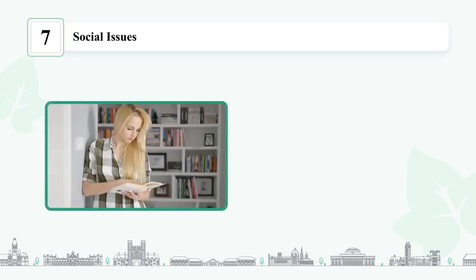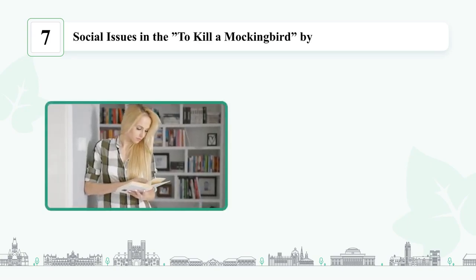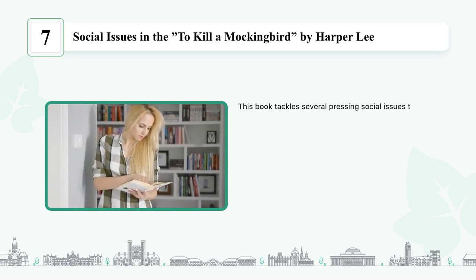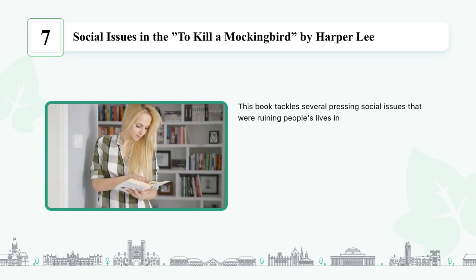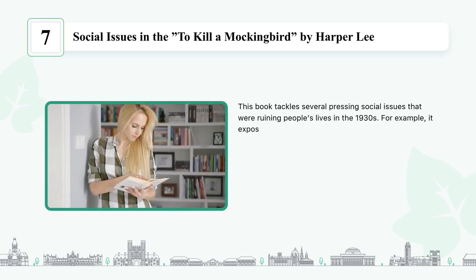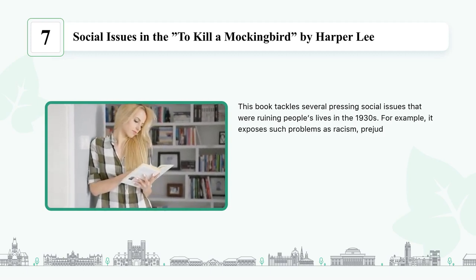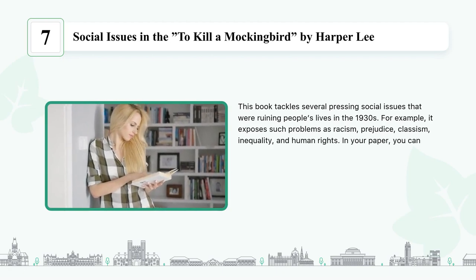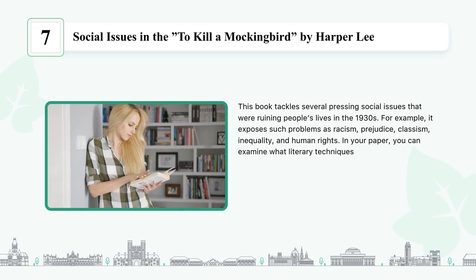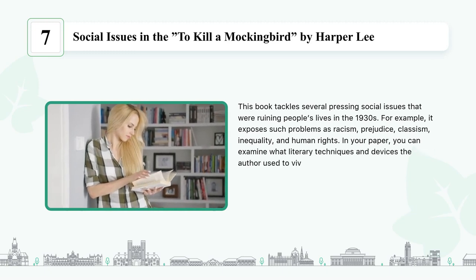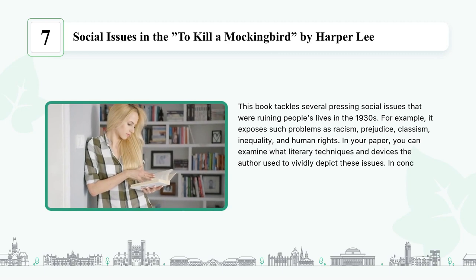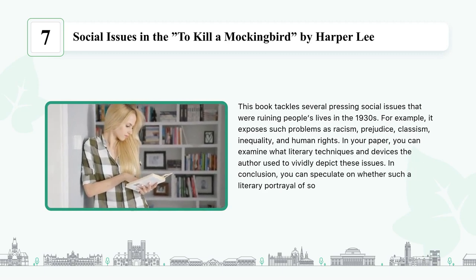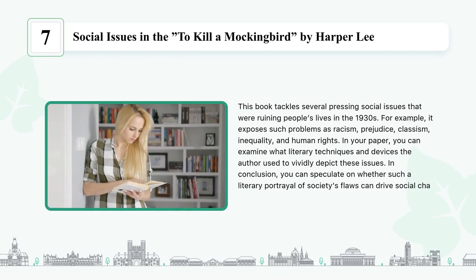Social Issues in To Kill a Mockingbird by Harper Lee. This book tackles several pressing social issues that were ruining people's lives in the 1930s. For example, it exposes such problems as racism, prejudice, classism, inequality, and human rights. In your paper, you can examine what literary techniques and devices the author used to vividly depict these issues. In conclusion, you can speculate on whether such a literary portrayal of society's flaws can drive social change.